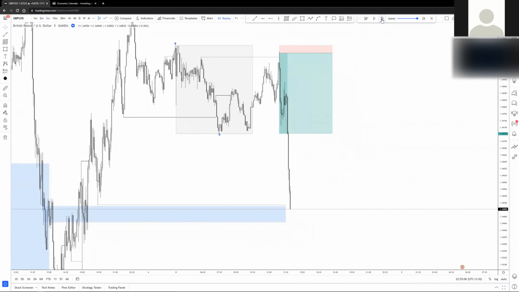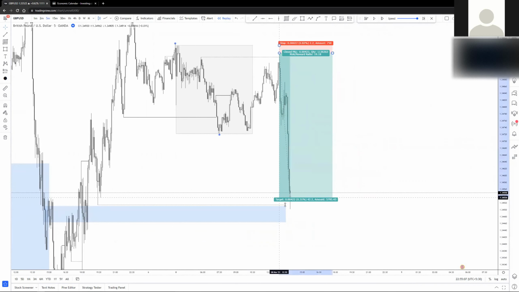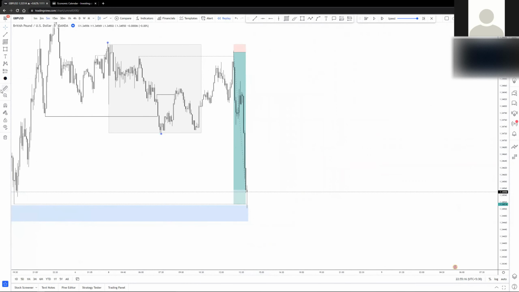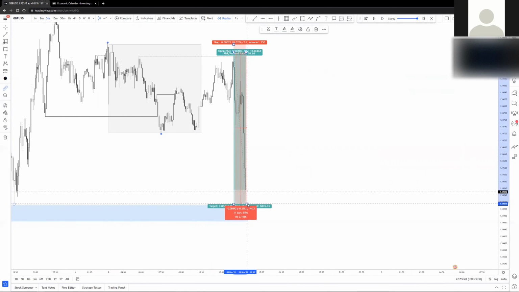You don't want to catch a falling knife. Who would want to do this? Same setup once again, showing people that London is going to be bearish. Because who would want to buy this thing when it's coming down with this high momentum? 40 pips in less than 1 hour.